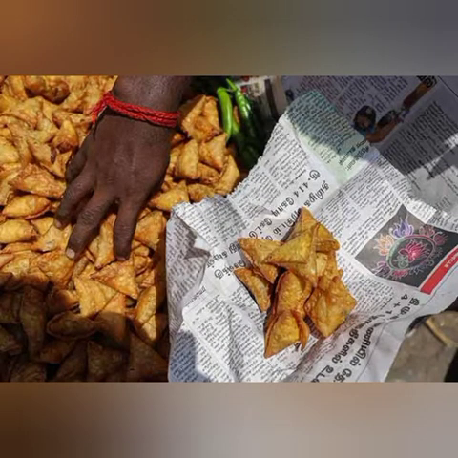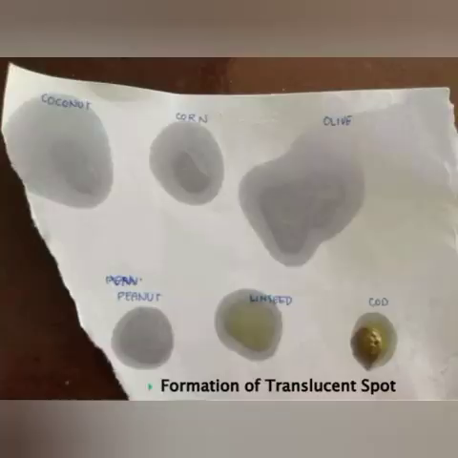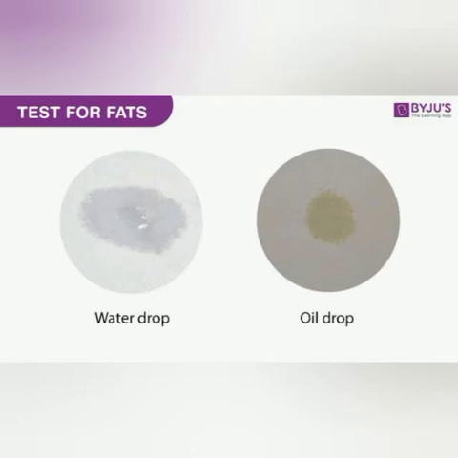If the paper turns into a translucent and which consists of some oil like a material on the paper itself, then we can say that it is having a full of fat.